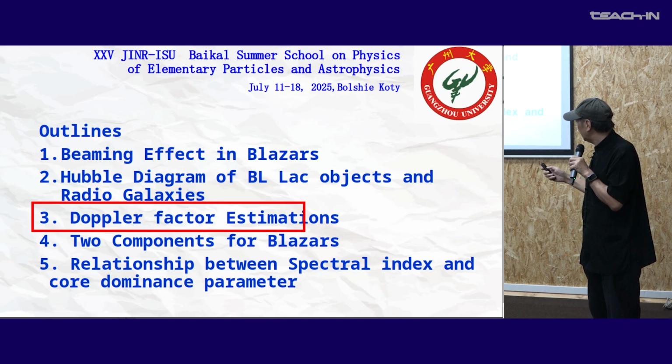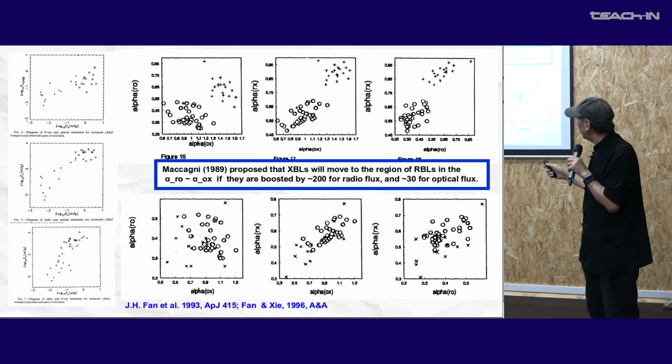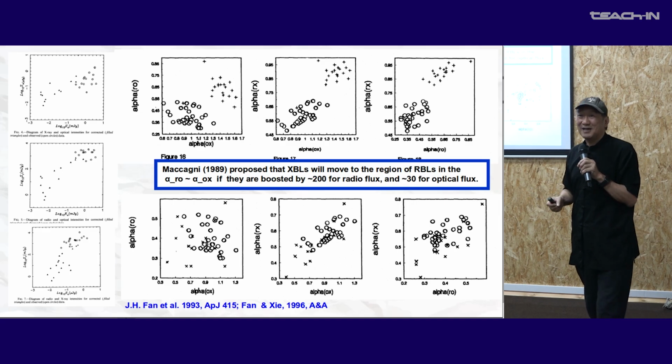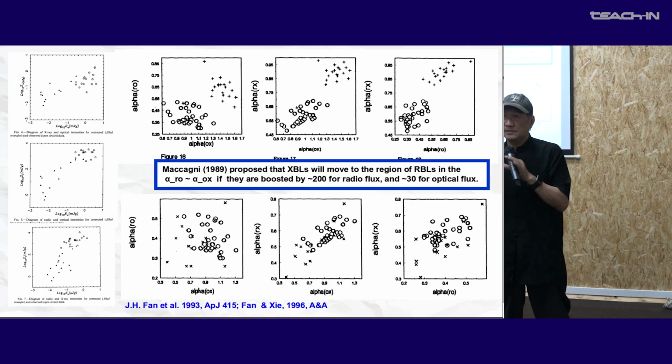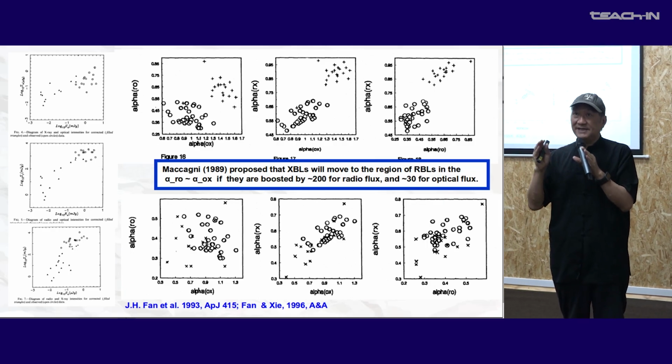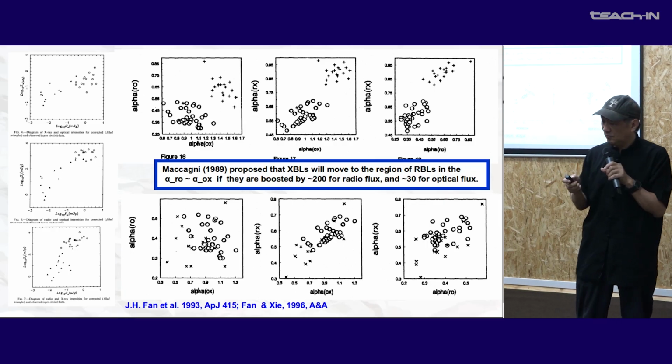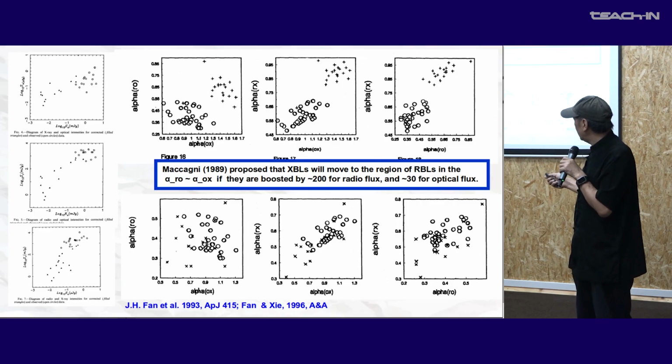We found that these sources will move to this place. This is the XBL, this XBL, this RBL. If we correct their flux density and get the spectral index, they move to this place, this to this place, and this to this place. So we think when we use the Doppler factor, we can get intrinsic values almost the same as the XBLs.